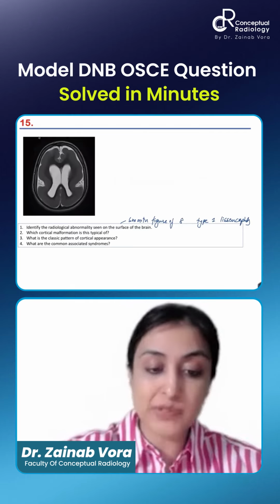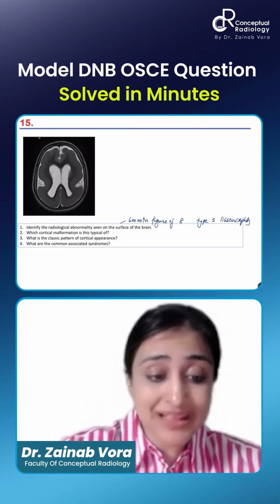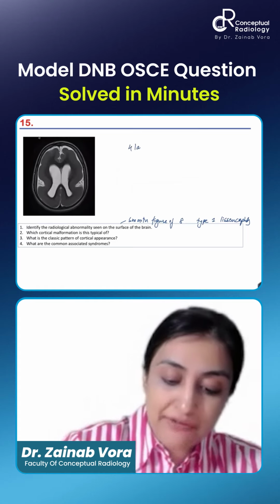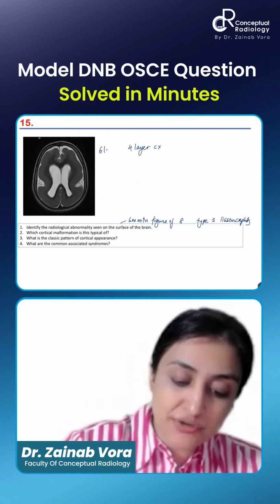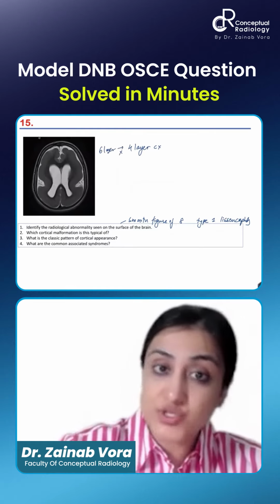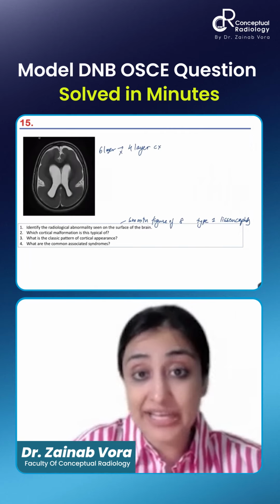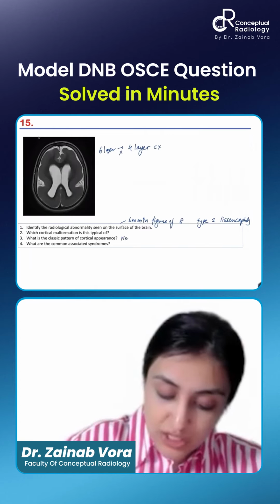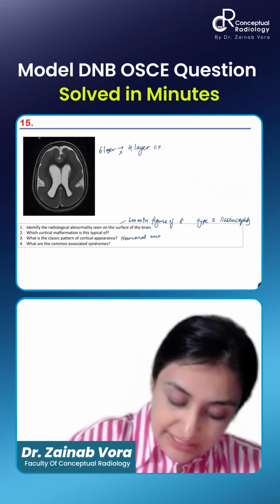Layer. So what happens, listen carefully, here is you have a 4-layer cortex instead of a normal 6-layer cortex. Here it becomes 4 layers. So it's also a neuronal migration defect like we saw. So this is also a neuronal migration defect.